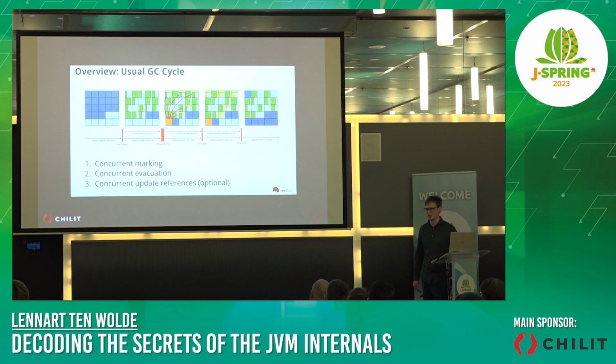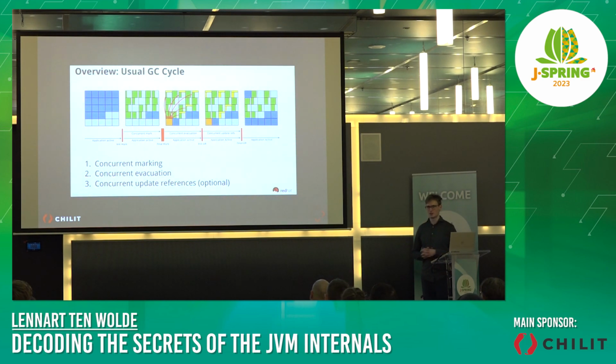Another really cool thing that G1 does is mixed collections. If your old objects area of the heap is eventually full, it has to do a full garbage collection cycle, which can be slow because it has to mark all the objects again. But what G1 can also do is include a couple of the regions from the old generation in a new generation garbage collection cycle, which is much faster. And by doing that, when you use G1 correctly, it should really never have to do a full garbage collection cycle, which will result in much lower pause times.